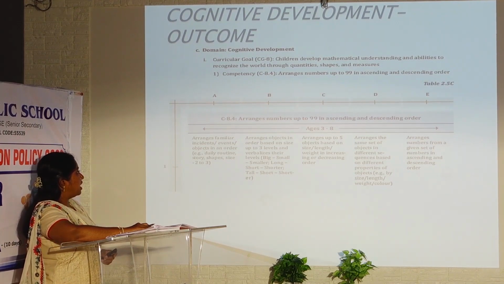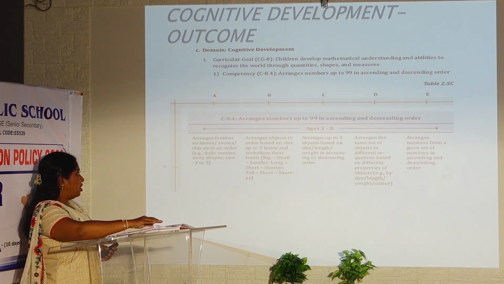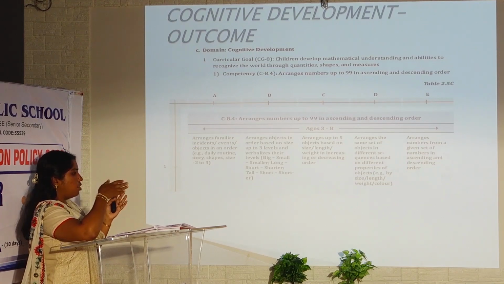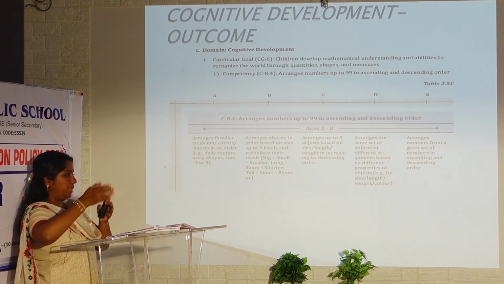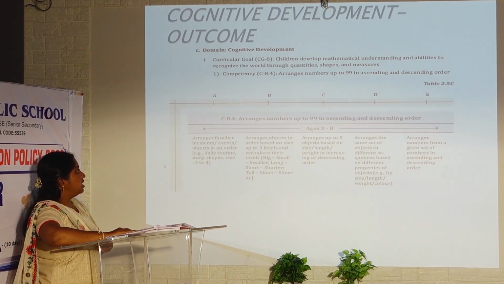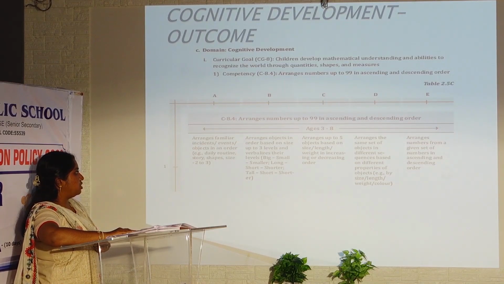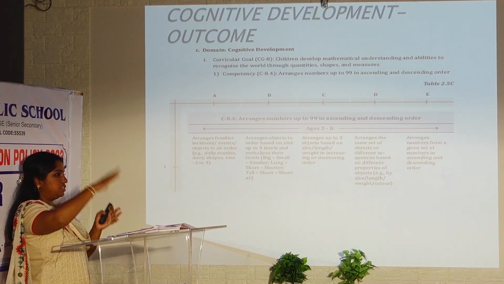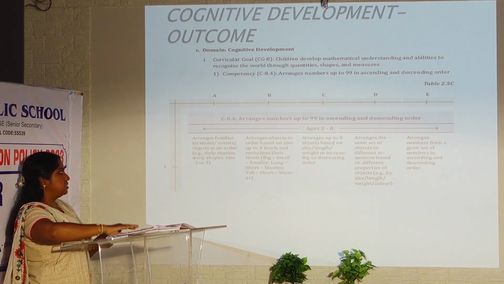Next is to arrange objects by size in 3 levels, big, small. First they have to arrange which is the big object and which is the small object, then small, smaller, smallest, big, bigger, biggest. Next, arrange up to 5 objects based on their size. We are going to give 5 objects. They have to arrange from increasing to decreasing and decreasing to increasing.